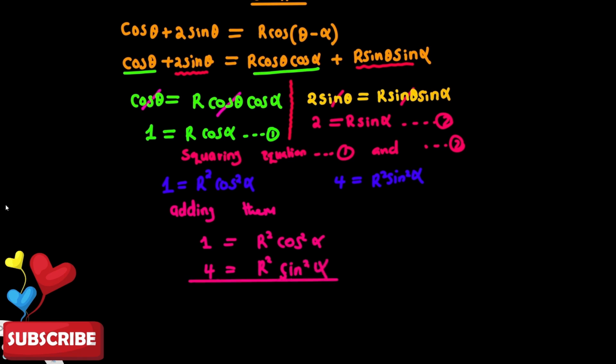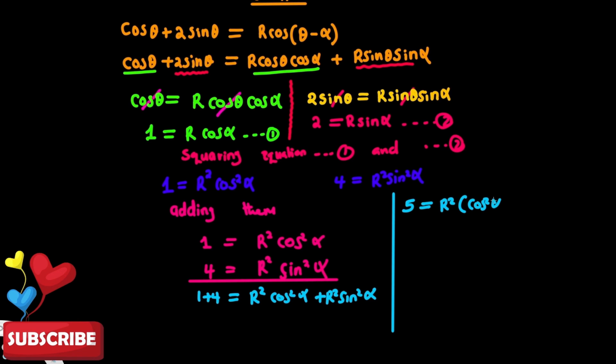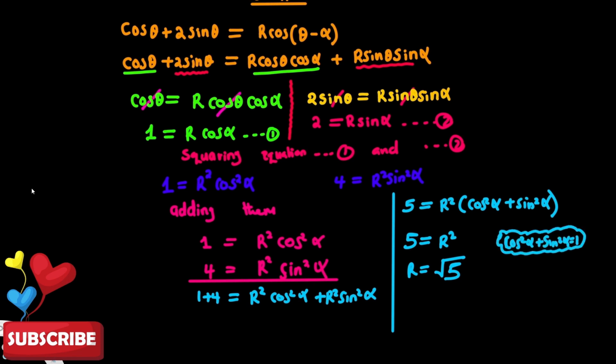So if we add 1 plus 4, this is going to give us 5. We add this also, and then we're going to factor r squared out, so that we are going to have r squared into cos squared alpha plus sine squared alpha. But cos squared alpha plus sine squared alpha is actually 1. So therefore we are going to end up having our value r equal to root 5.